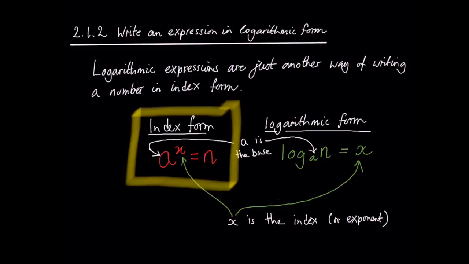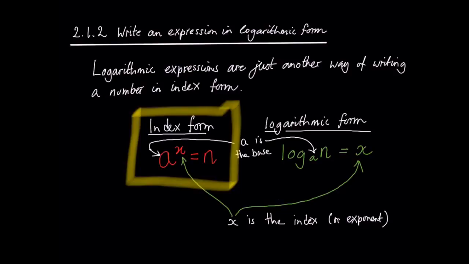We could have the base of 2, and x is equal to 3. Then we'd have 2 cubed is equal to 8. In index form, we could also have a is equal to minus 2, and x is equal to 3. And then we would have minus 2 cubed is equal to minus 8. But we can't handle that in logarithmic form. We can't find the logarithm of 0 or a negative value of the number n.